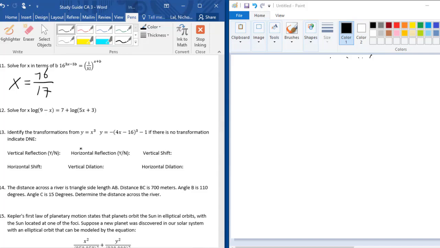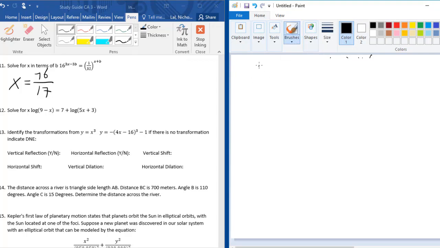Solve for x. Just a heads up, if you write log without indicating a base, and it's log and not ln, that's called the common logarithm. That means log base 10. Sorry, I've actually confused myself because I didn't write the problem. I should have written: solve for x, the log of 9 minus x equals 7 plus the log of 5x plus 3.